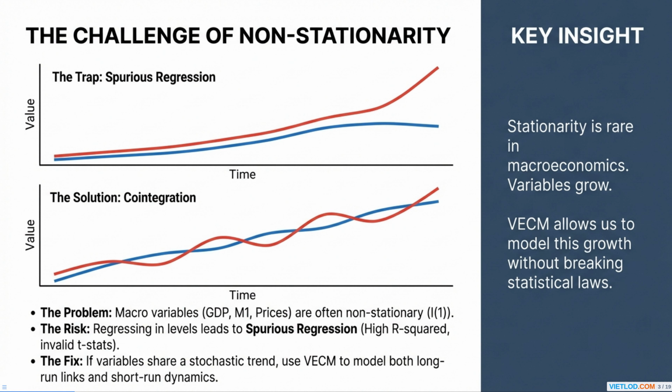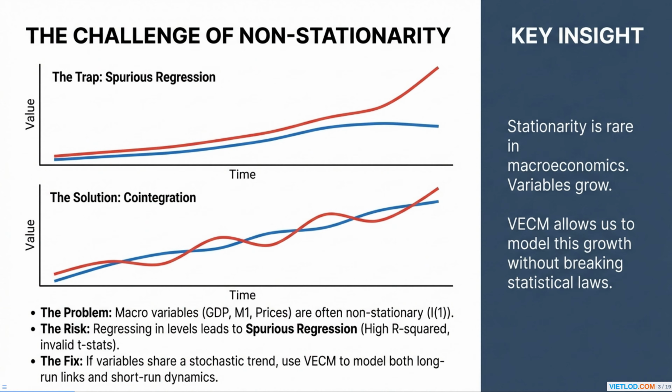The first major challenge is that many macroeconomic variables, like GDP or prices, are non-stationary. They have a unit root, meaning they tend to trend over time and don't revert to a constant mean. We denote this as being integrated of order 1, or I(1). If we ignore this and regress one I(1) variable on another, we risk falling into the trap of spurious regression. This is where we find a high R-squared and seemingly significant t-statistics, but the relationship is entirely meaningless and driven by shared trends, not a true economic connection.